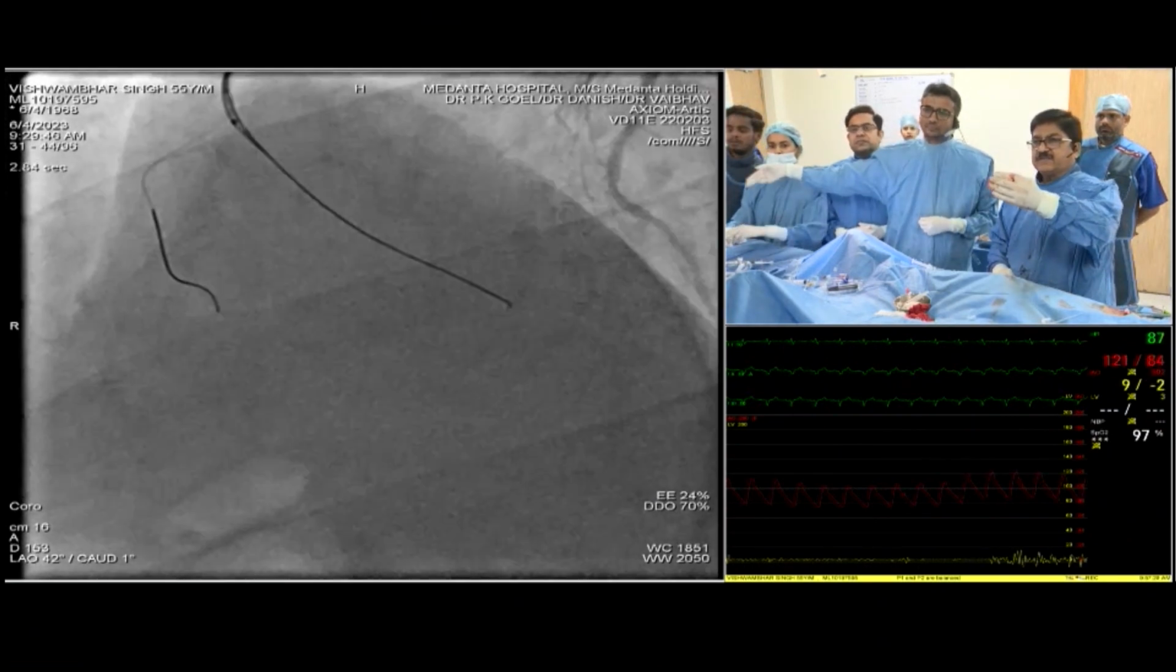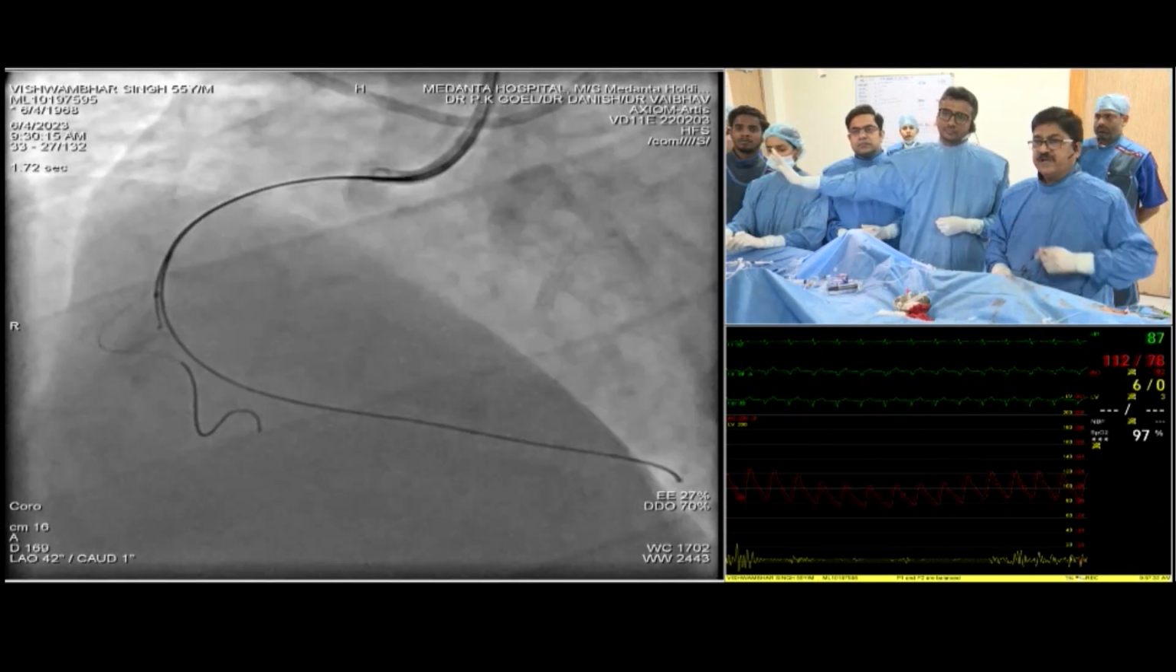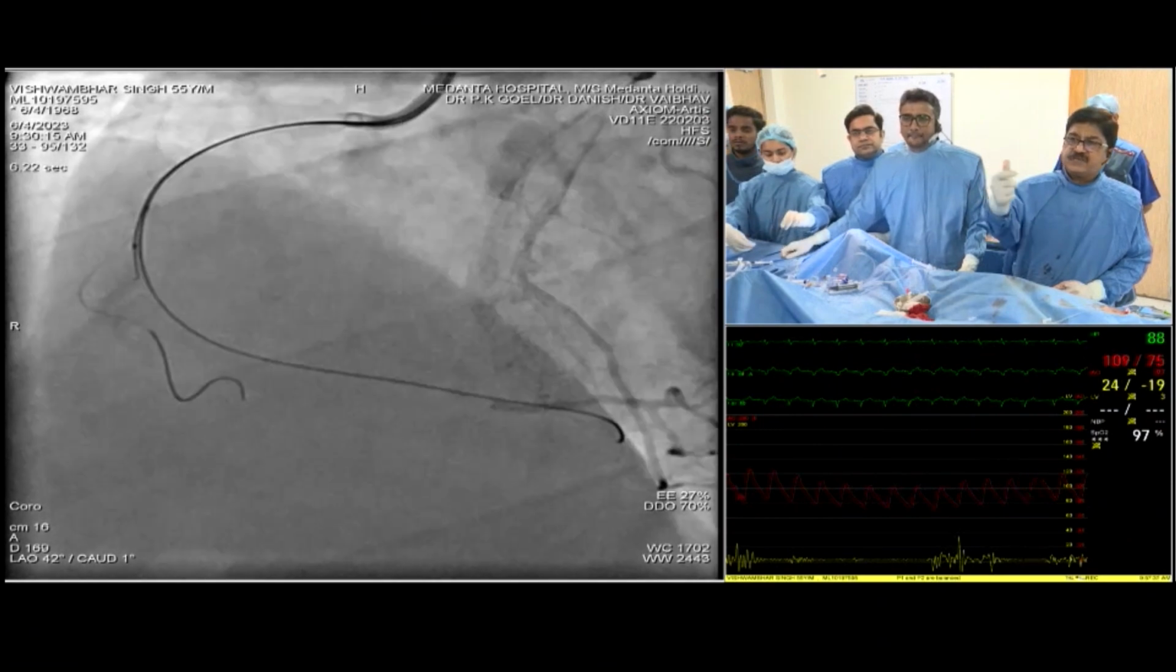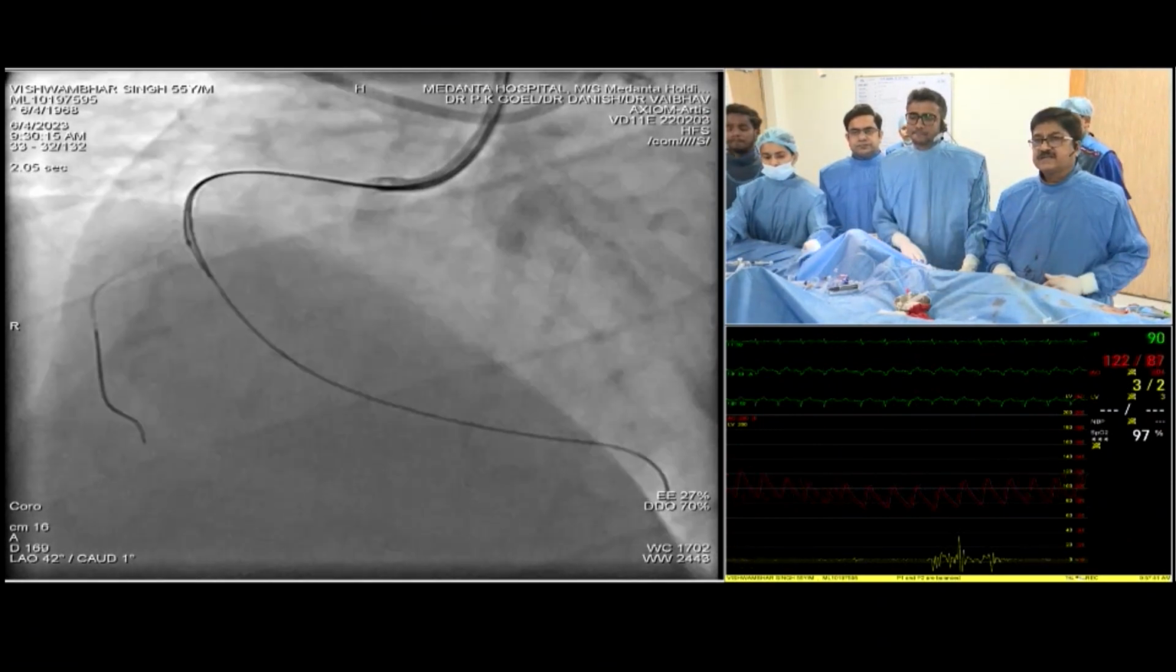So this one was going in a branch. Go back. And then I moved there. From the retrograde injection, you see in the stem it is okay. So I was confident that this is in. Next.